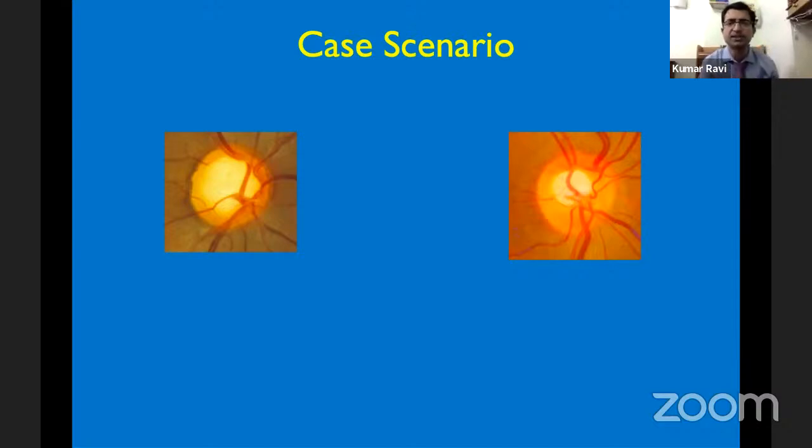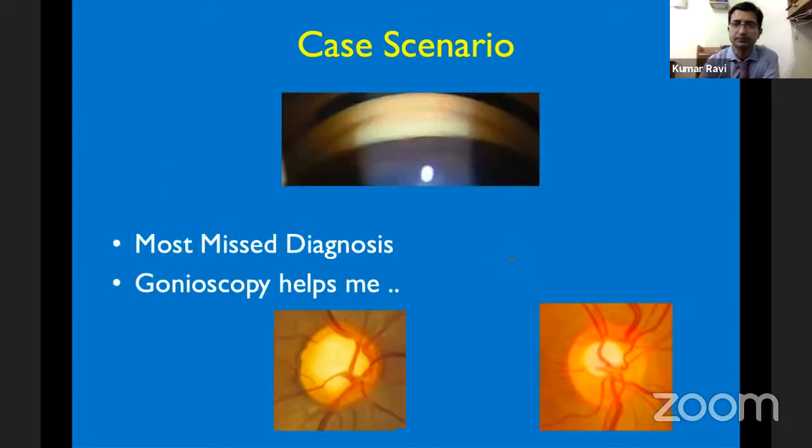Now, coming to the cases which we see on a day-to-day basis, if you happen to see a disc like this, a right eye and left eye, there's a definite disc asymmetry between the two eyes. My little bit of experience in the last few years has taught me that the first thing you should keep in mind is angle closure glaucoma. For diagnosing angle closure glaucoma, without gonio it is almost impossible. So if you have a patient with a gross asymmetry between the two eyes, always keep in mind angle closure. Do a gonio. Most of the time you will be right.